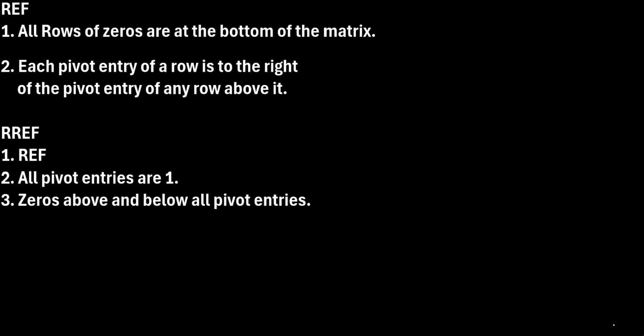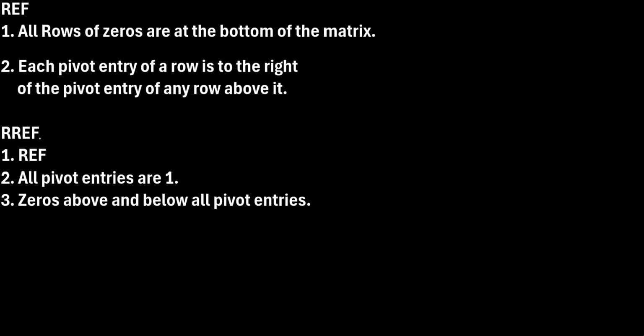In this video, we will talk about how to determine if a matrix is in reduced row echelon form. So we say that a matrix is in row echelon form, or REF as an abbreviation, if the following criteria are met. All rows of zeros are at the bottom of the matrix, and each pivot entry of a row is to the right of the pivot entry of any row above it.